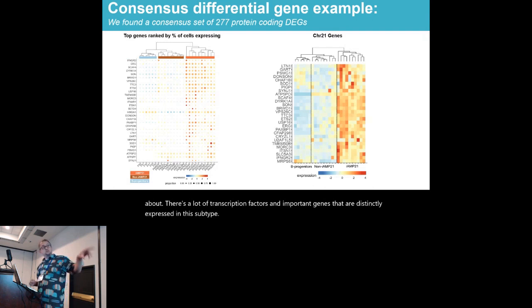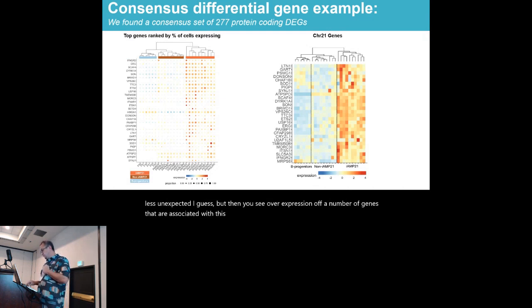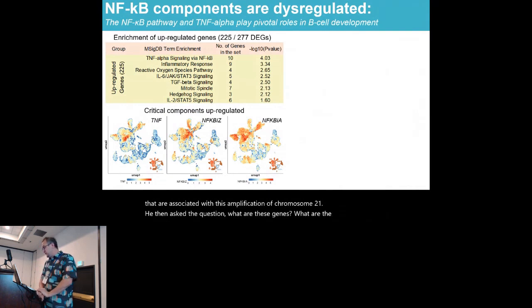And then that was genome-wide. If you go look at chromosome 21, where there's amplification, you also see a similar pattern. This is a little bit less unexpected, I guess, but then you see overexpression of a number of genes that are associated with this amplification of chromosome 21. You then ask the question, what are these genes? What are the genes that are upregulated in this aggressive subtype?